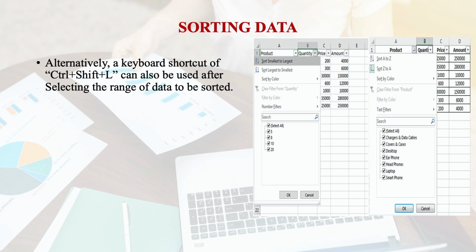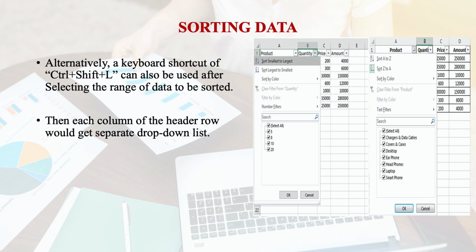Now there is again an alternative mechanism, or you can say a keyboard shortcut. You can press Ctrl, Shift and L all together, and the filter tabs will automatically appear on the first row, which contains the headers of your data. That means you select the entire data and press Ctrl, Shift and L.